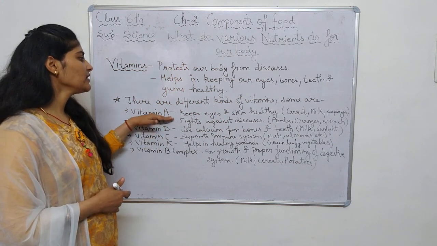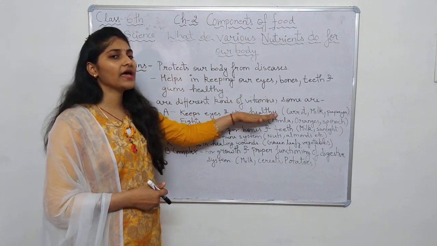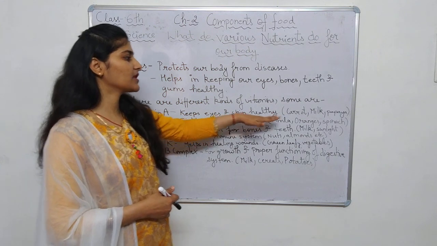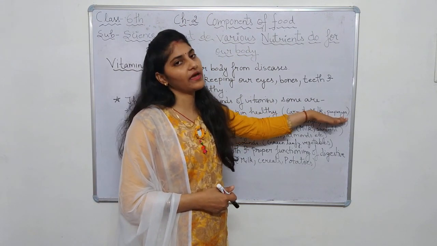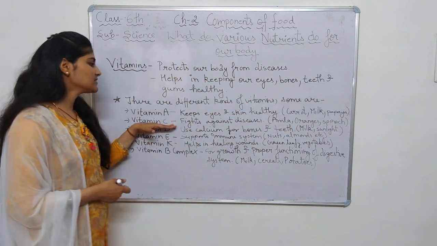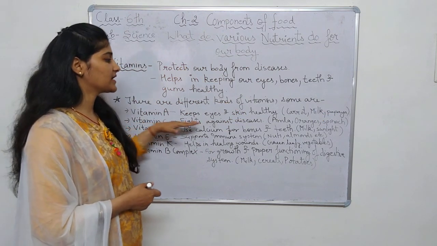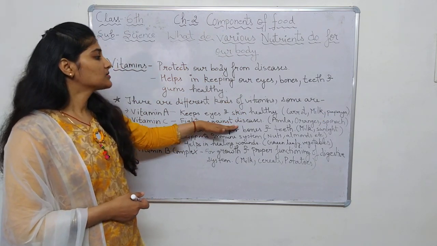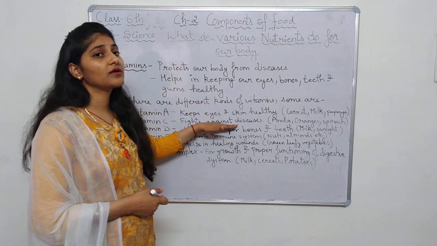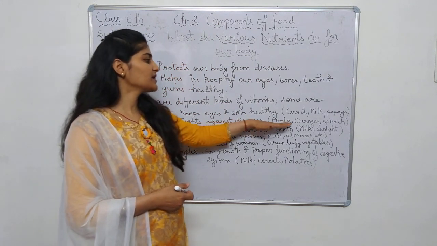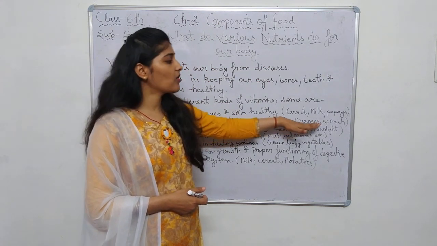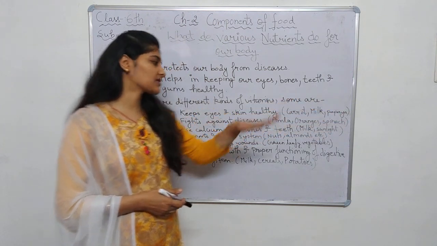So vitamin A keeps our eyes and skin healthy. We get vitamin A from carrot, milk, papaya, etc. Now, vitamin C fights against diseases. So it helps build up our immune system. We get vitamin C from amla, oranges, spinach, etc.